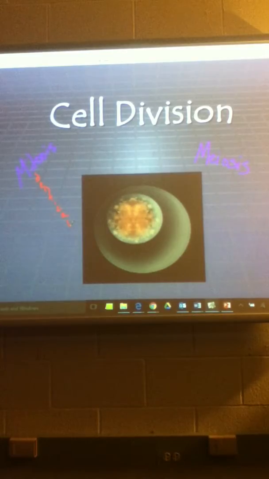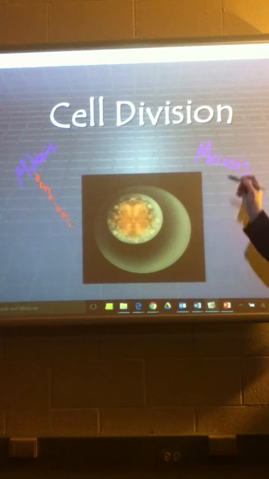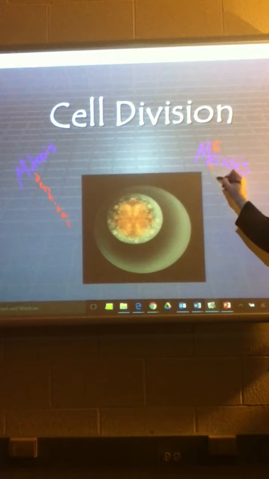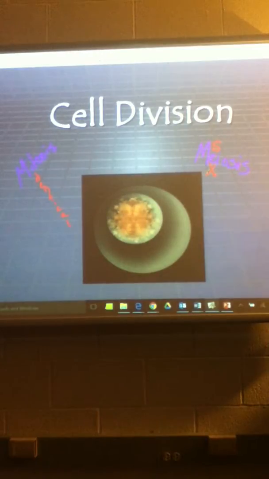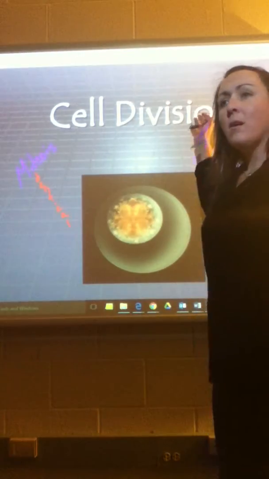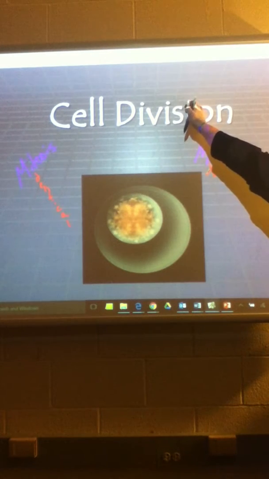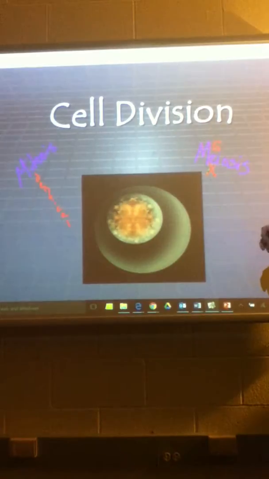Okay. All right, when a cell goes through meiosis, the E in meiosis stands for sex. So mitosis is making identical cells when it goes through cell division. Meiosis is making only sex cells when it goes through cell division. Those are two main ideas for this unit.